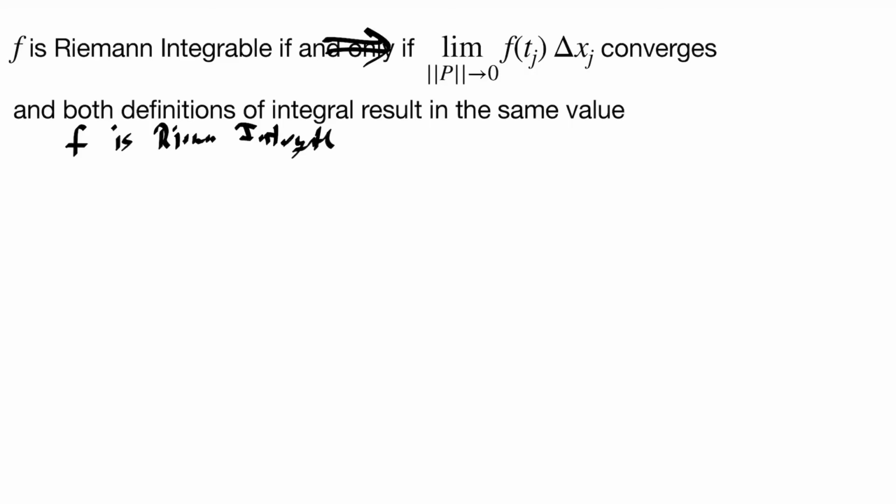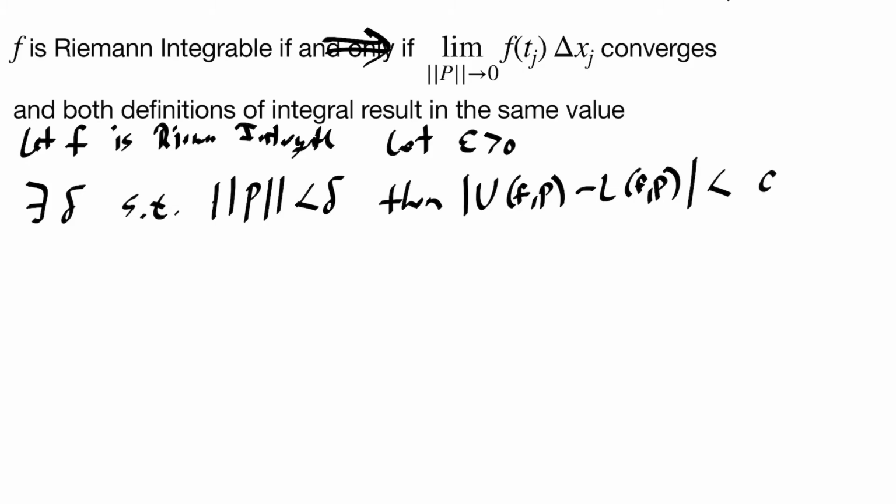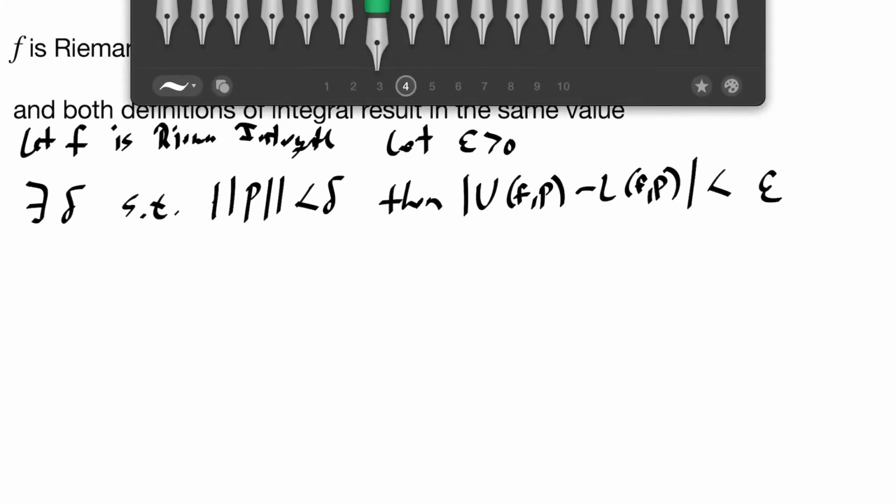Okay. So we're going to let f be Riemann integrable, and we will also let epsilon be greater than 0. Then because it's Riemann integrable, there must exist some delta such that if the norm of P is less than delta, then U(f,P) minus L(f,P) is less than epsilon. Okay, so that's precisely what that means.